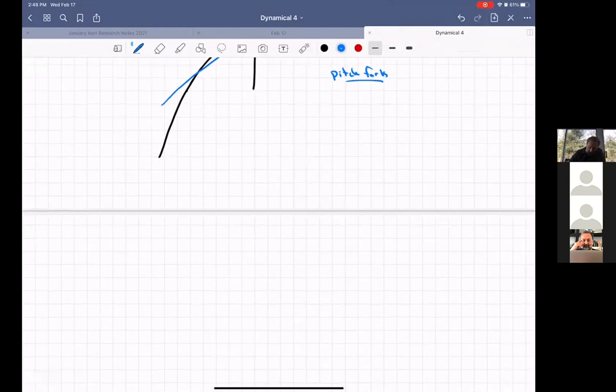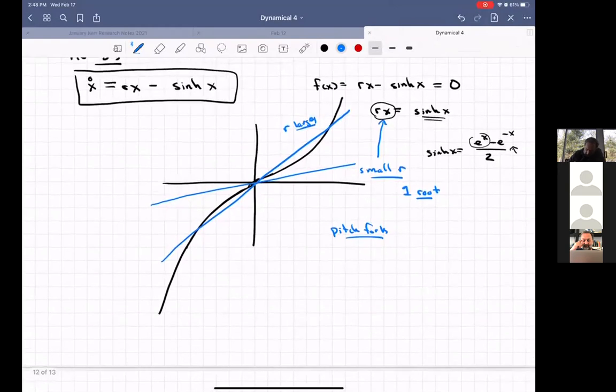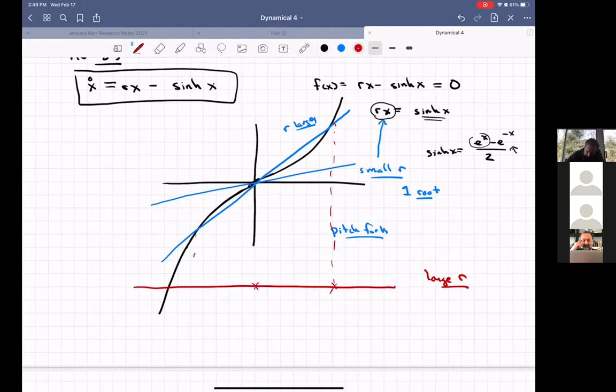Now, how do I figure out what the flow looks like? So now let me do this big R value. So let's do large R. I'll grab a red pen here, right? So here's my axis. I'm going to have large R. So at large R, there's a fixed point here, a fixed point here, and a fixed point there. So those are my 3 fixed points, right?